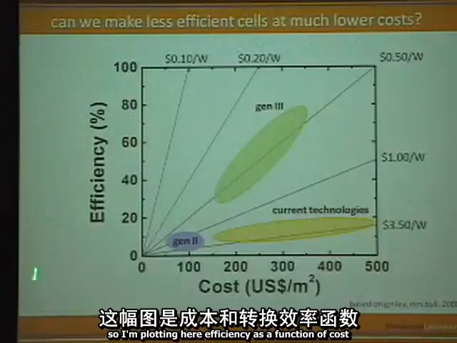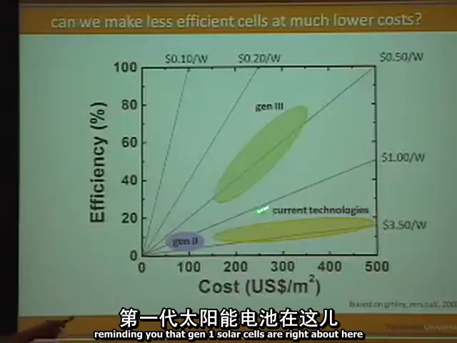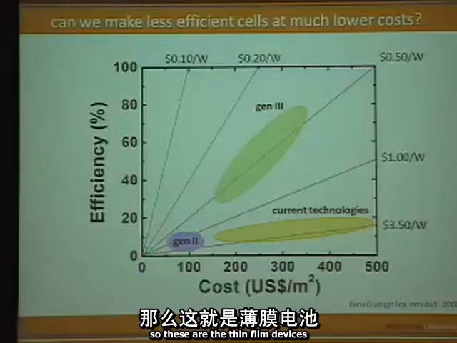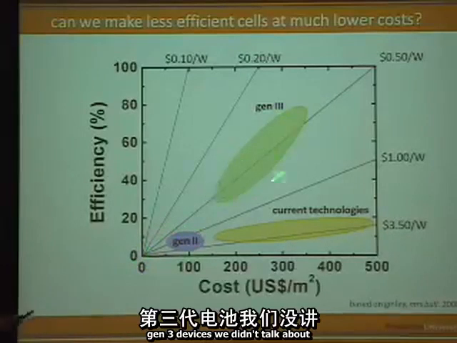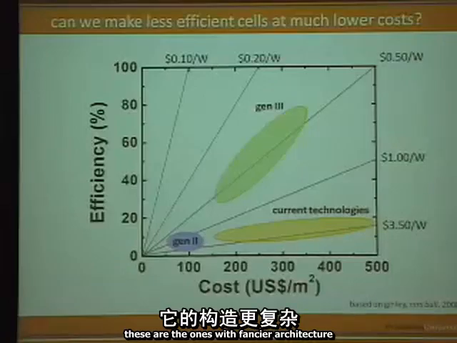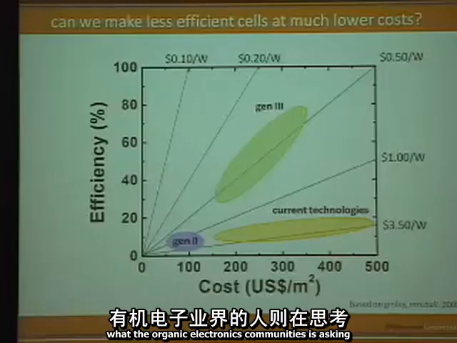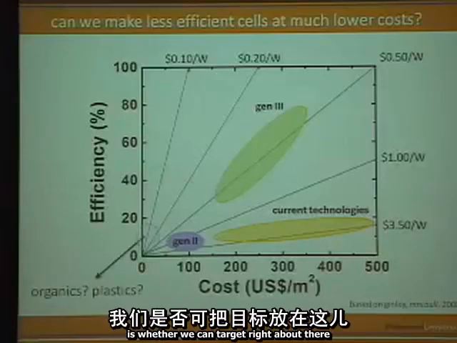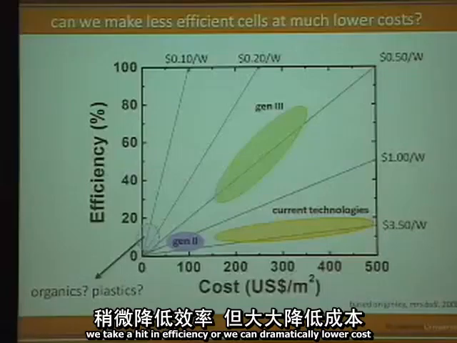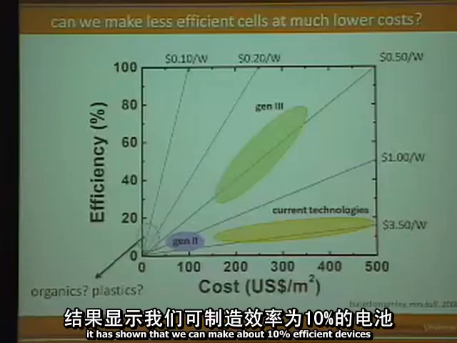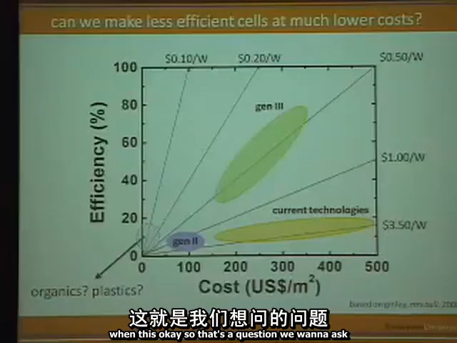So I'm plotting here efficiency as a function of cost, reminding you that Gen 1 solar cells are right about here. Gen 2 solar cells are right here, so these are the thin film devices. Gen 3 devices we didn't talk about. These are the ones with fancier architecture, and so they're more expensive, but they're also more efficient. What the organic electronics community is asking is whether we can target right about there. We take a hit in efficiency, but we can dramatically lower cost. Indeed, market analysis that's been done has shown that if we can make about 10% efficient devices, we're in business. Okay? So that's the question we want to ask.